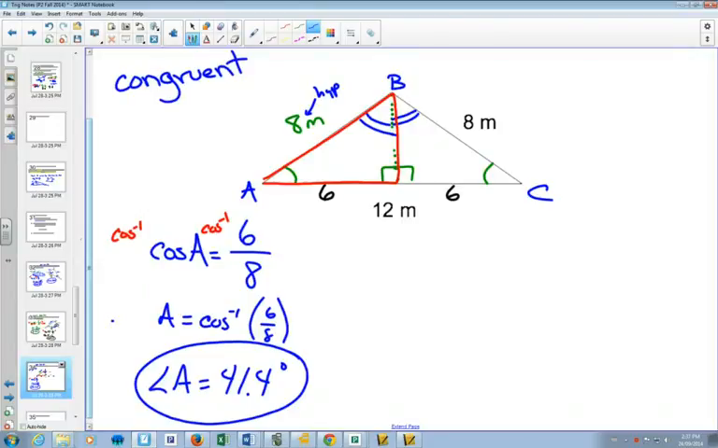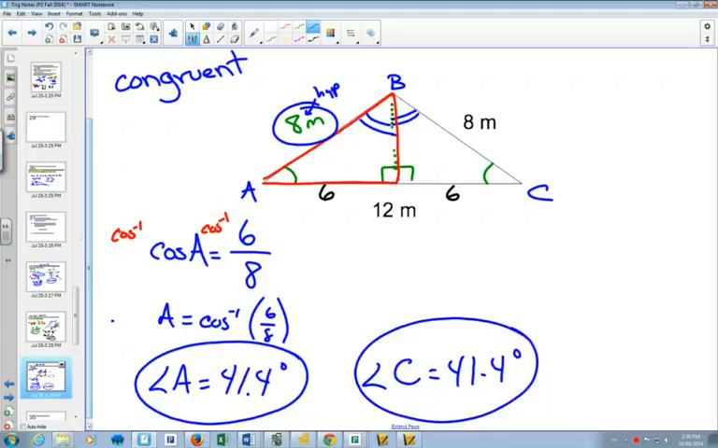We've solved for one of our angles. So I put a circle around it because that's one of the things we needed to solve for. This 8 was another thing we needed to solve for, so I'll put a circle around that. What would you like to find next, angle B or angle C? We already have angle C. What is angle C? 41.4 because it's equal to angle A. Put a circle around that one.